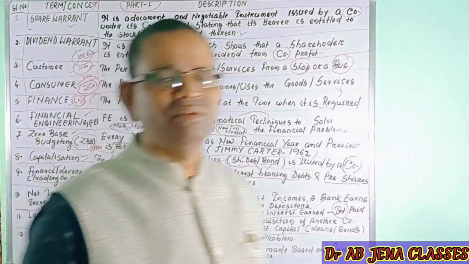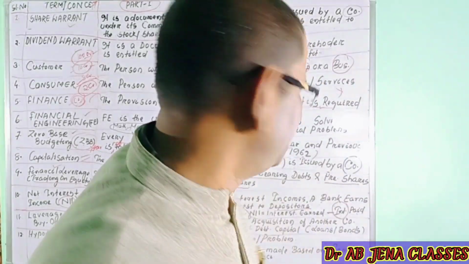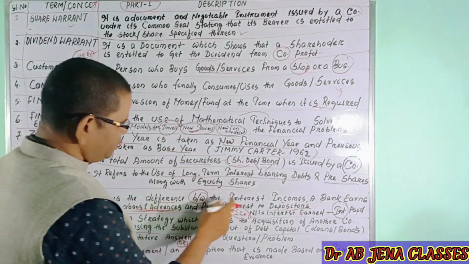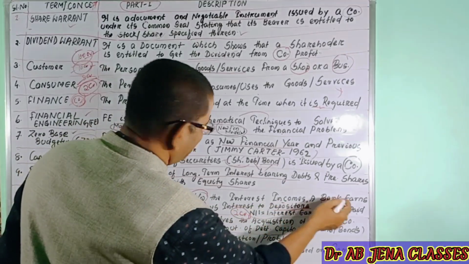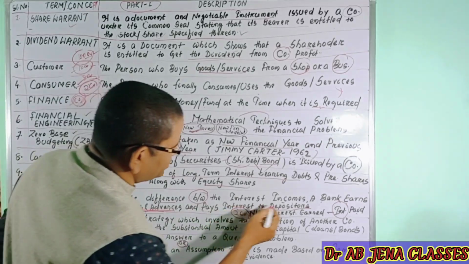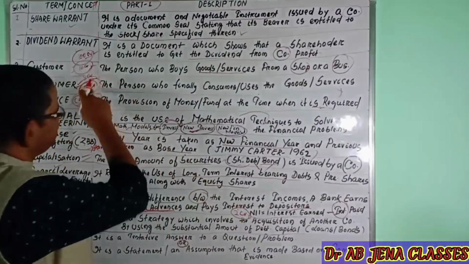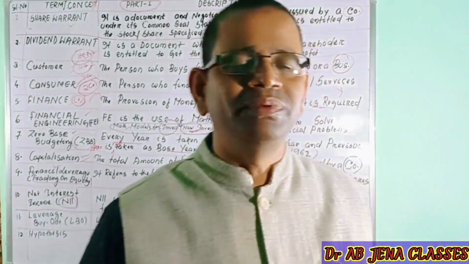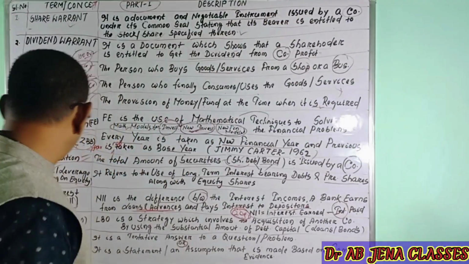So dear friends, now you are clear. NII is the difference between the interest income a bank earns from loans and advances and the interest it pays to the depositors. So by citing this example, 2 crores will be the net interest income to a bank.